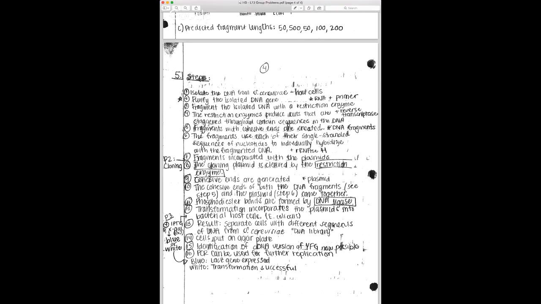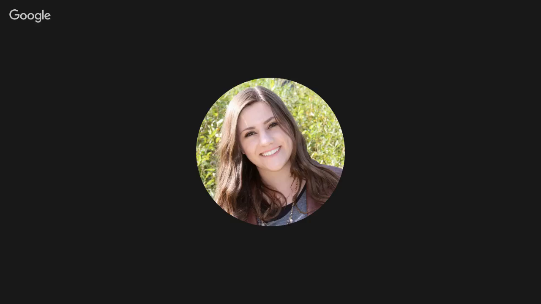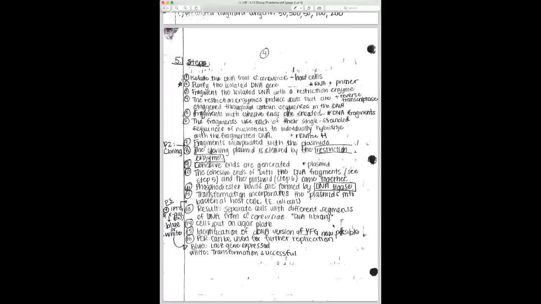And the result of that is that separate cells with different segments of DNA from S. cerevisiae are formed, and then that can be put on an agar plate, and you can identify the cDNA version of YFG, and PCR can be used for further replication.